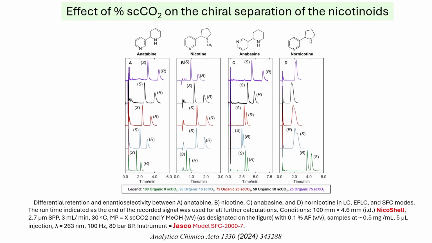You can also do supercritical fluid chiral separations of all the nicotinoids. Here you see them for anatabine, nicotine, anabasine, and nornicotine. Again, we use the NicoShell column. We use the JASCO model SFC 2000 for the SFC separations. And in these plots, we're just varying the amount of supercritical CO2 and seeing what provided the best enantiomeric separation.